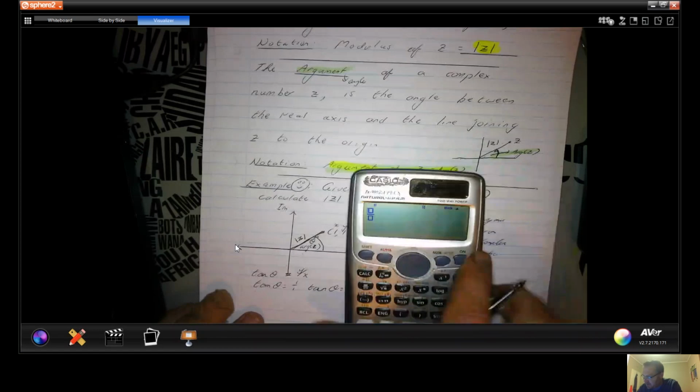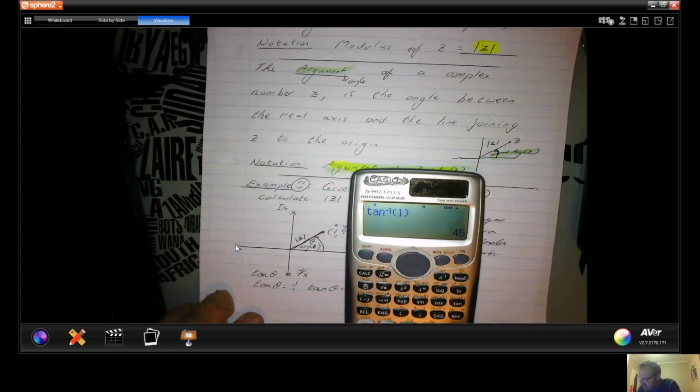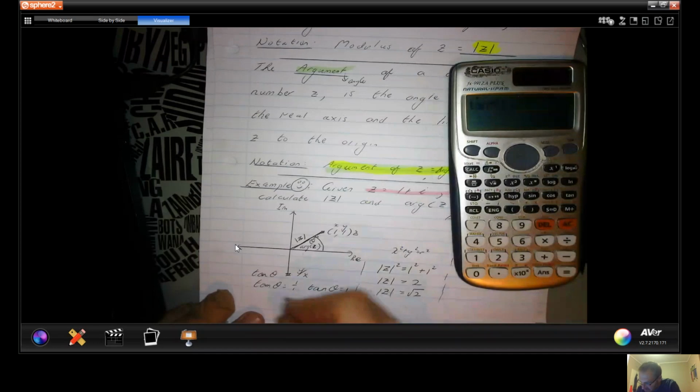And if I use my calculator, we actually did this earlier on, and we go shift tan to the negative 1 of 1, I get an angle of 45 degrees. So theta is equal to 45 degrees. You can leave it like that, or you can say the argument of z is equal to 45 degrees.